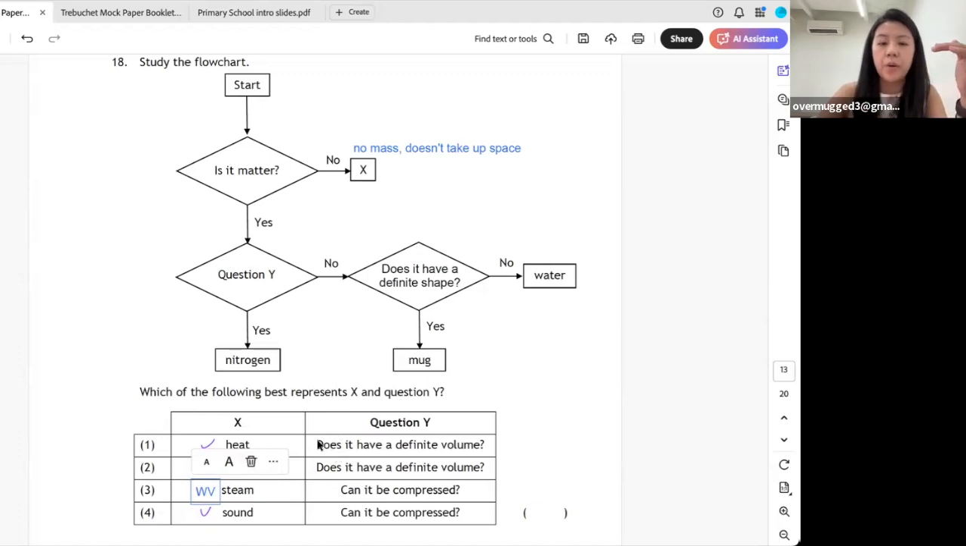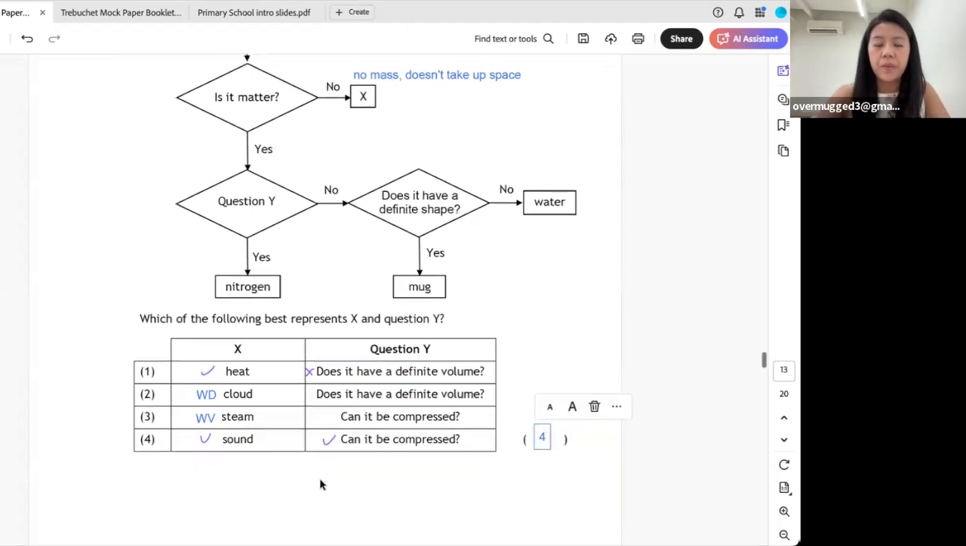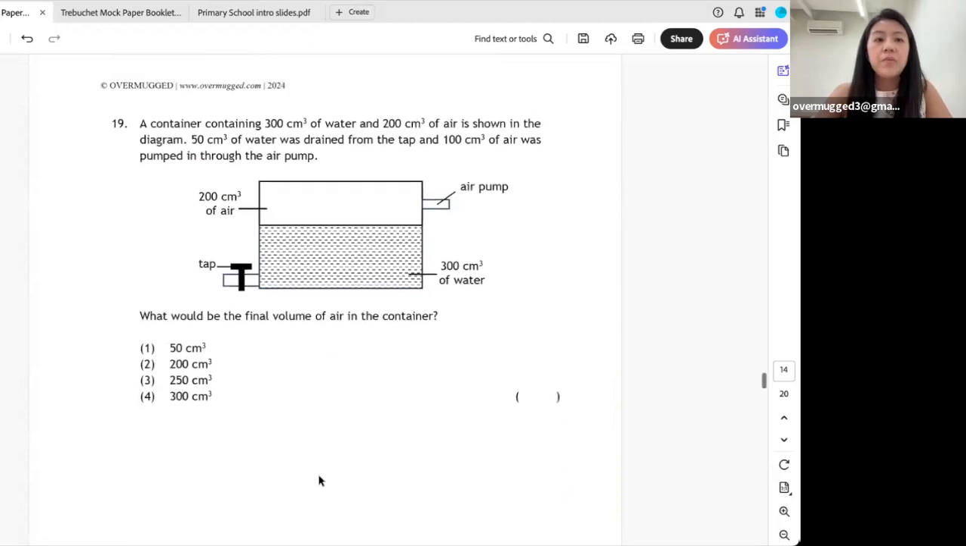Then that leaves us with question Y. Are we looking for the question, does it have a definite volume? Or are we looking for a question, can it be compressed? Okay, so if the answer is yes for nitrogen, nitrogen is a gas. Gases do not have definite volume. So the only possible answer we can have here is option 4. All right, gases can be compressed, they have no definite volume. All right, let's move on to question 19.